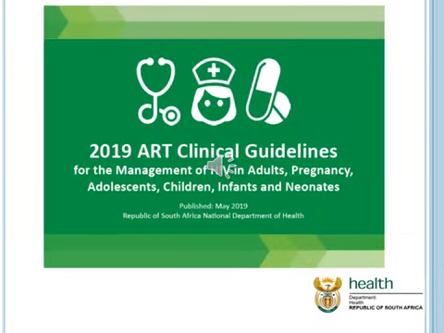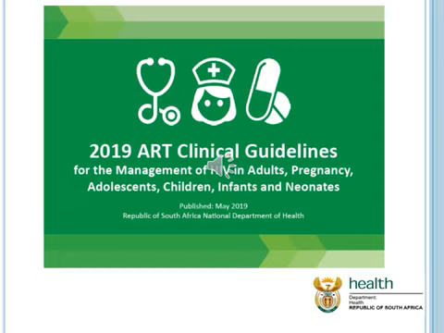In 2019, the National Department of Health released the ART clinical guidelines for the management of HIV in adults, pregnancy, adolescents, children, infants, and neonates. This is the most comprehensive consolidated guidelines that have been published. The previous set of guidelines were published in 2015, and there have been a number of changes since the release of the 2015 consolidated guidelines. For instance, in 2016, the Universal Test and Treat policy came into play, and there also have been a number of changes to the PMTCT guidelines.